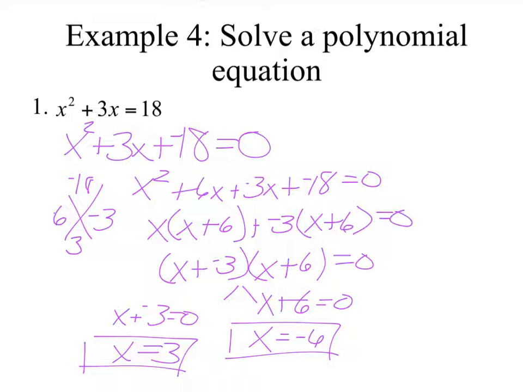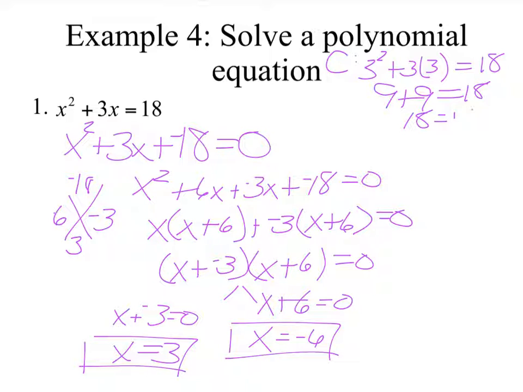Now we have to check these. You have to check both of them. You have to check them in the original problem. So 3 squared plus 3 times 3 needs to give me 18. 9 plus 9 needs to give me 18. 18 gives me 18. I got one of them to check. Now I have to check negative 6.